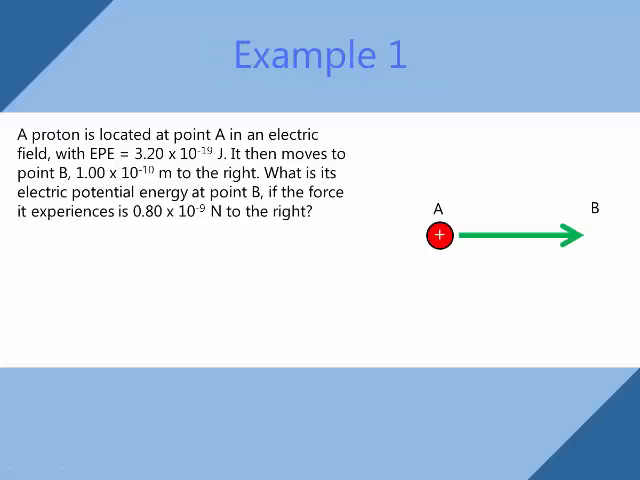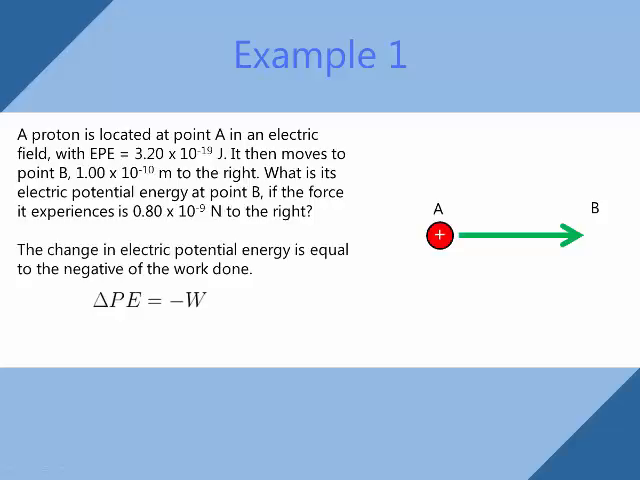In our first example, a proton is located at a point A in an electric field with an electric potential energy of 3.2 times 10 to the negative 19th joules. It then moves to point B, 1 times 10 to the minus 10th meters to the right. We would like to know what its electric potential energy is at point B, if the force it experiences is 0.8 times 10 to the minus 9th newtons to the right.